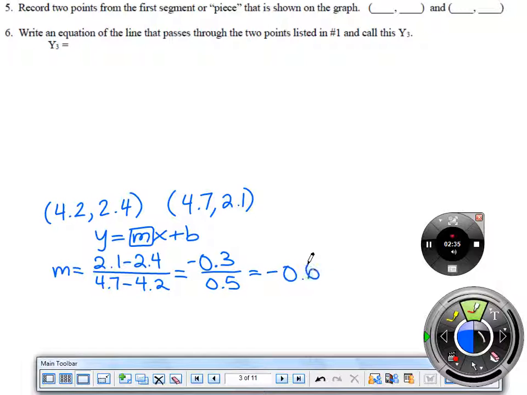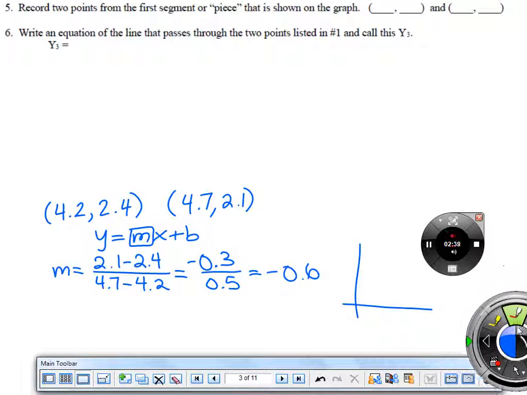Negative, right? Because at this point in the graph, remember, he had walked away from the CBR, he had paused, and then he started walking back towards the CBR. So as time was going, the distance was getting closer, and that line has a negative slope. So it makes sense that our calculation came out to be negative. So at this point, we know y is going to equal negative 0.6x plus some y-intercept.